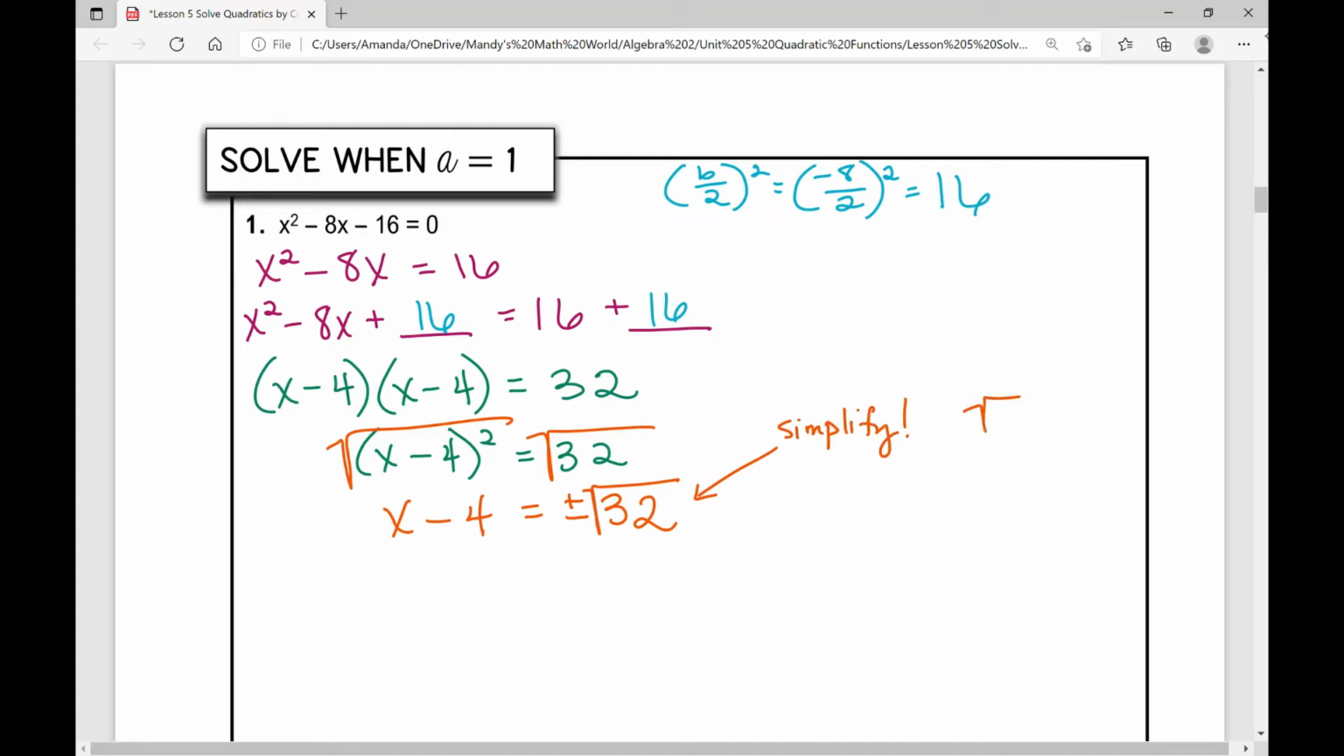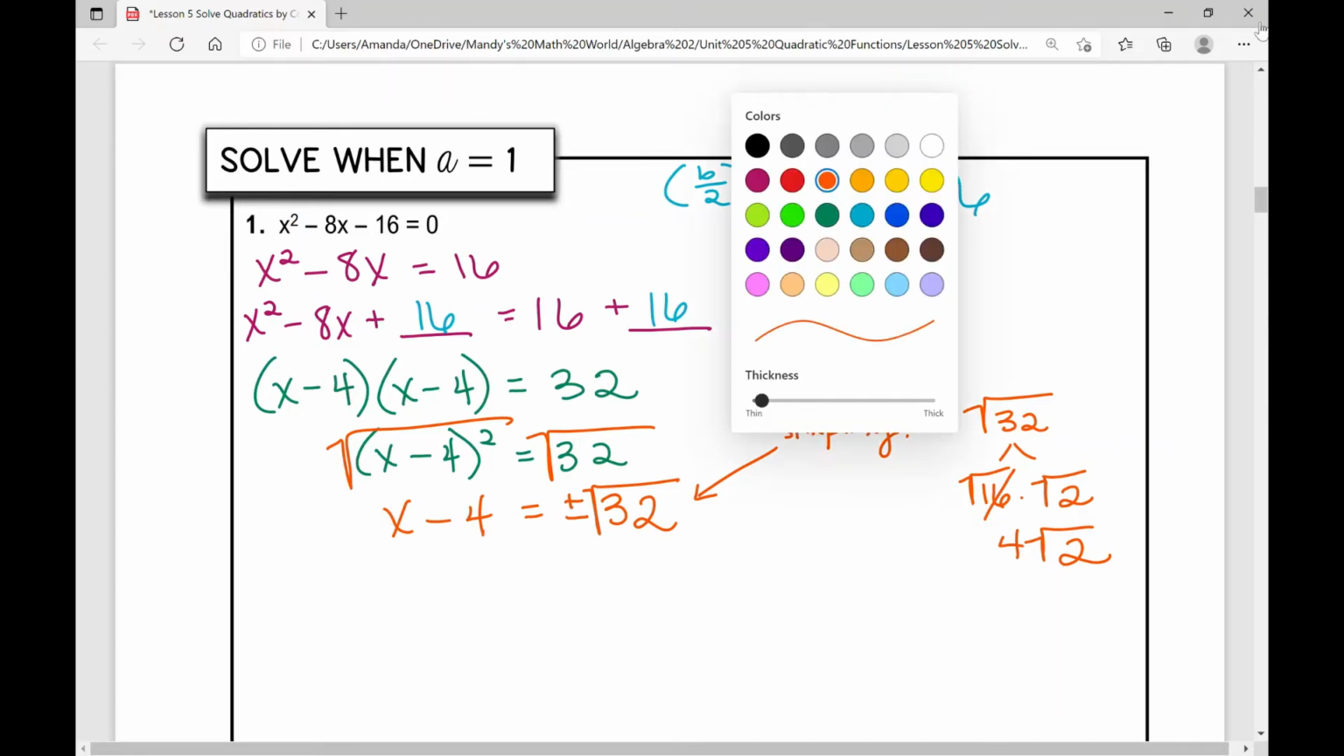And I'm going to work this off to the side. The square root of 32. How can I simplify the square root of 32? What's the biggest perfect square that goes into 32? It's 16. 16 times what? 16 times 2. So I can rewrite the square root of 32 as the square root of 16 times the square root of 2. What is the square root of 16? It's 4. So I can rewrite this expression, positive or negative square root of 32, is the same thing as positive or negative 4 square roots of 2.